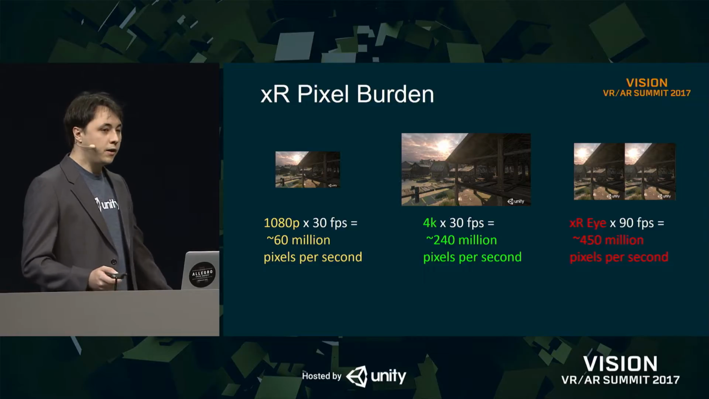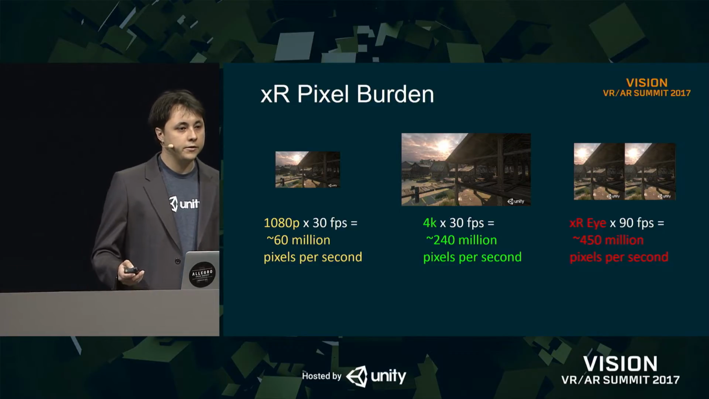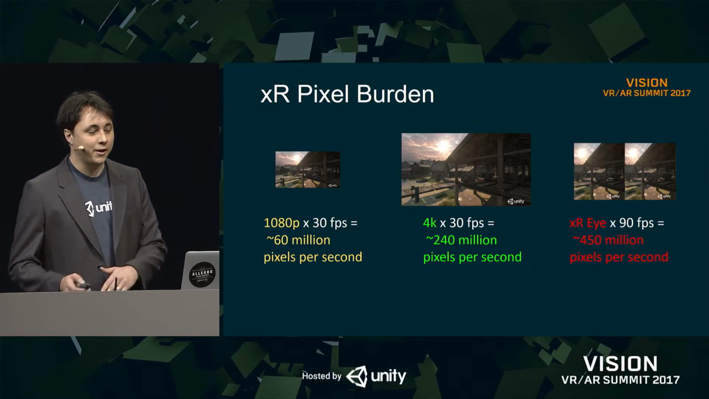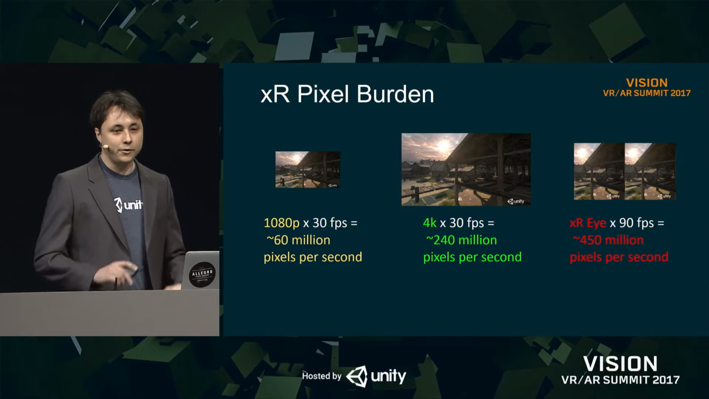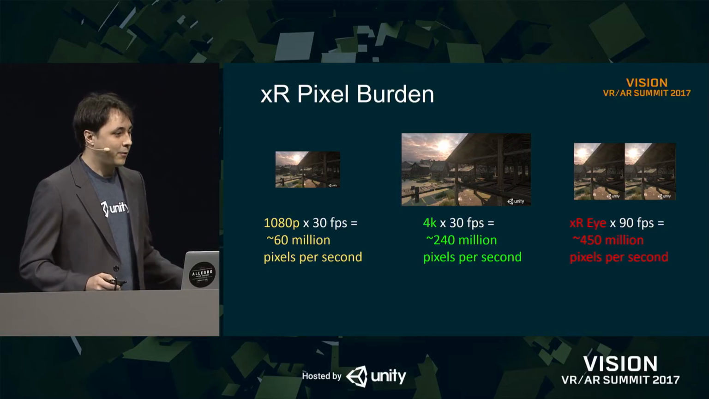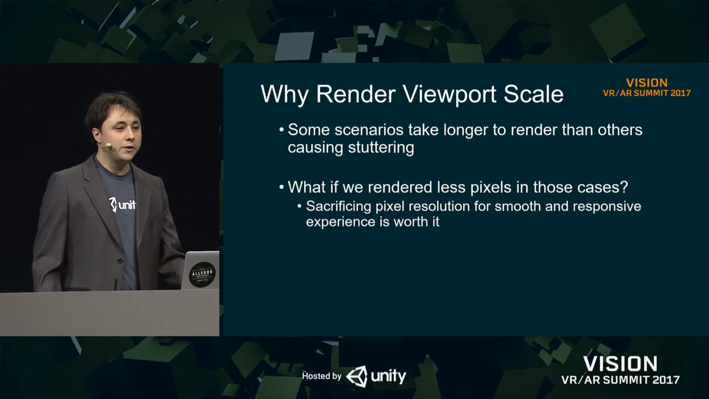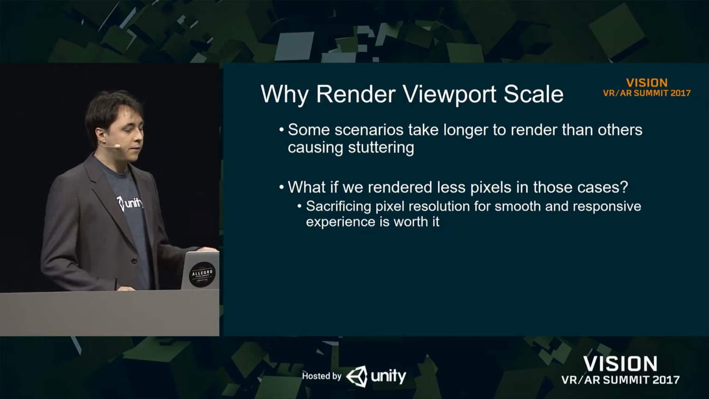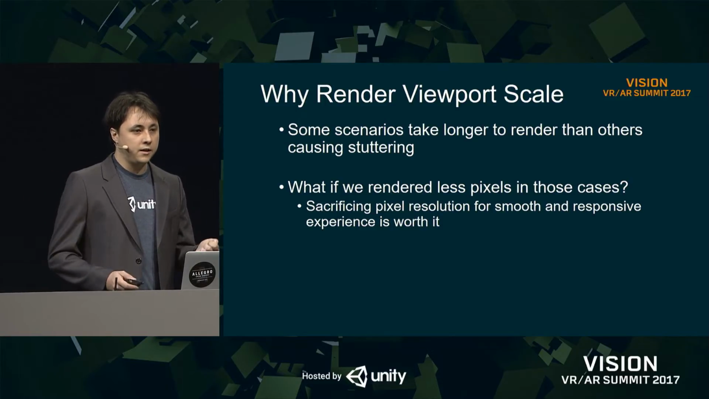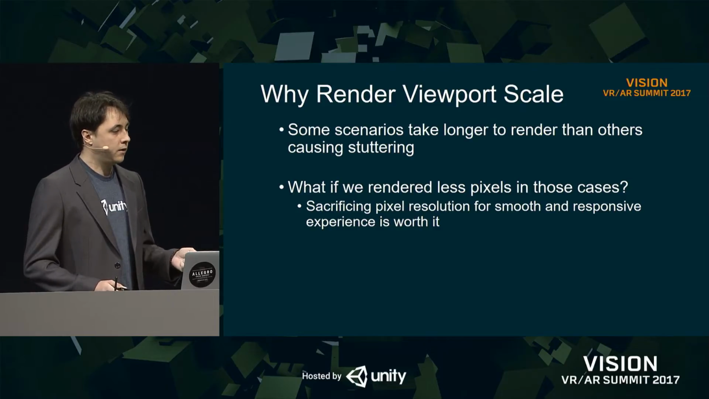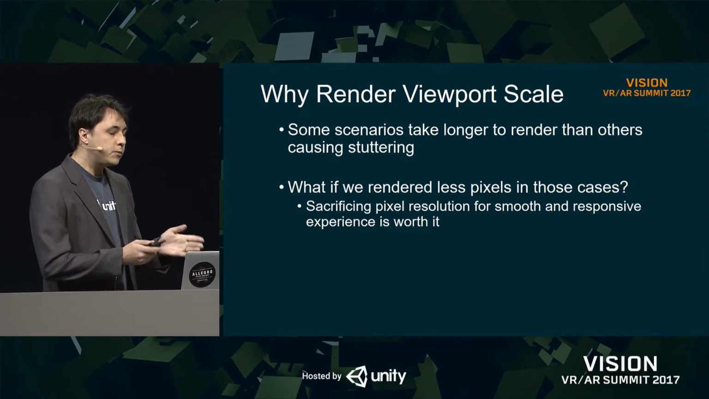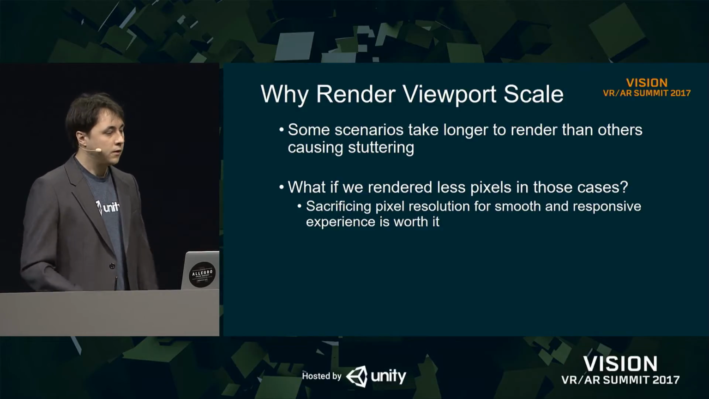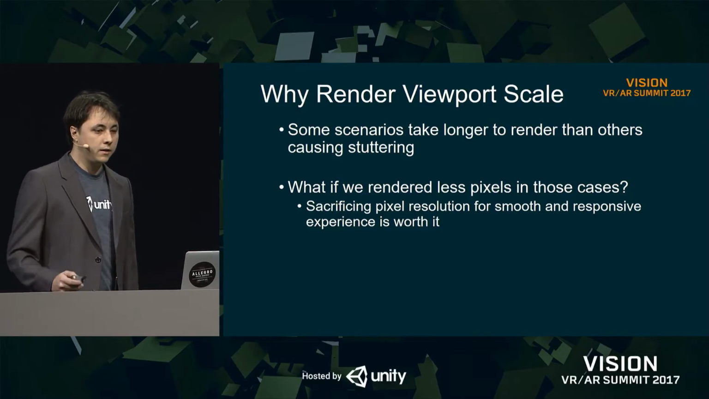Impressive numbers, but who cares, right? It's not like it's hard to make your game run at a constant 90 that never dips. Well, as developers, we know that we spend a lot of time optimizing our game. But sometimes there are those pesky scenarios that insist on dragging our frame rate down. And for those specific cases, it would be good if we could render fewer pixels. So how can we achieve that?